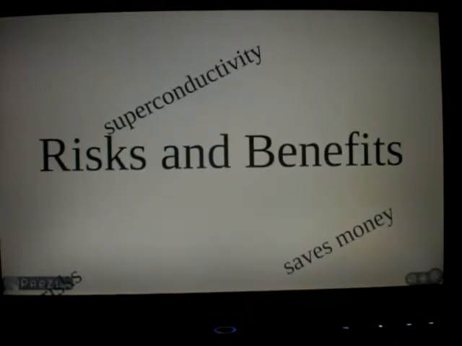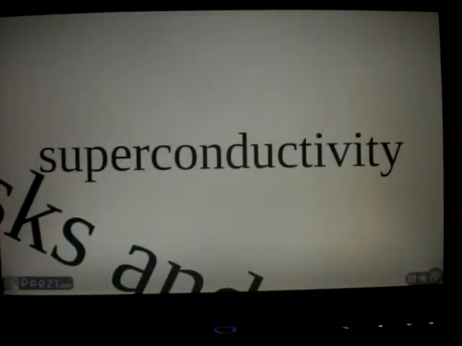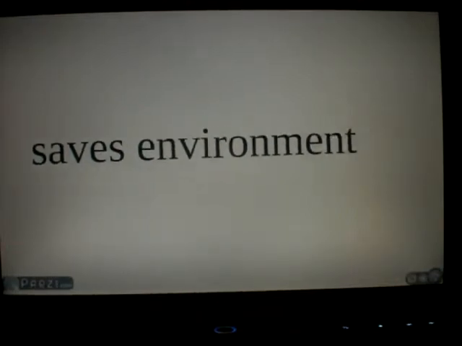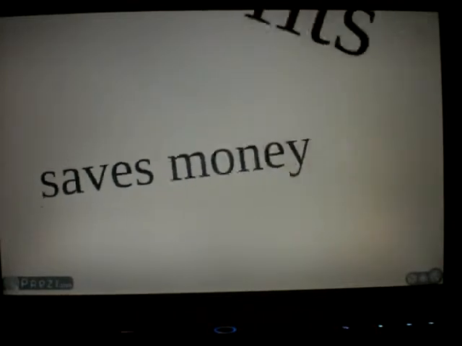Now, moving on to risks and benefits. There are a lot of benefits, as we mentioned, through superconductivity. Well, it can obviously help the environment by a lot if we can find an efficient way to make a superconductor conduct electricity, since there will be basically no energy loss. And it will save a lot of money as well, because obviously companies won't have to produce as much electricity as before.